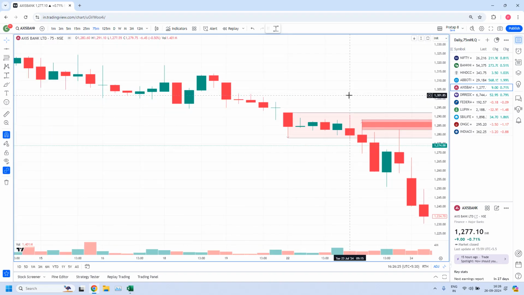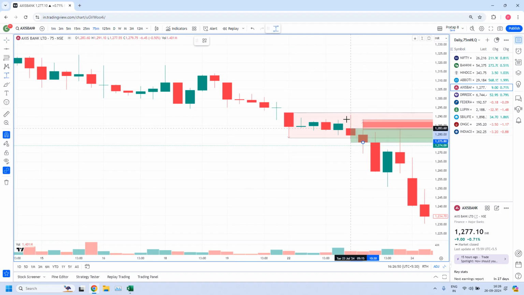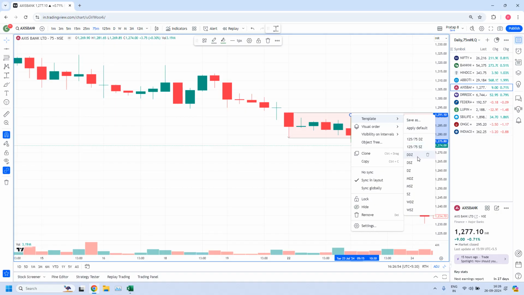The 75-minute structure is not really clear. If you consider this as a drop candle, 1, 2, 3, 4, 5, 6 base candles, drop. That means the same zone again you have to draw, a little extra, from here to here, till here. If you ask me, we have to draw the zone like this. This is the 75 minutes supply zone.